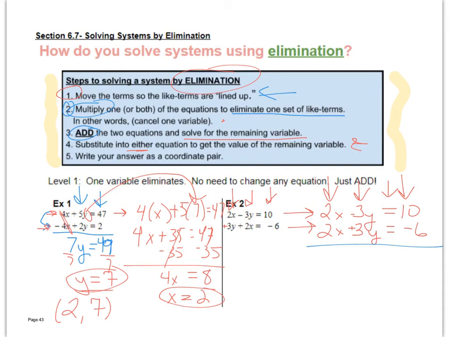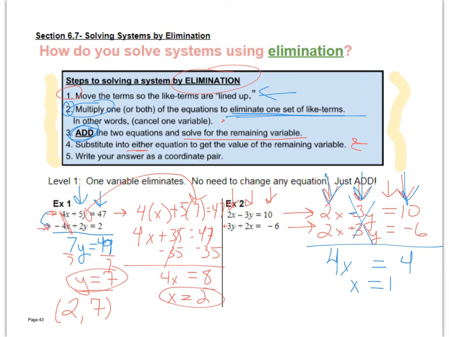So now, we need to make sure that we can eliminate when we add. If I add my like terms together, I see -3y plus 3y will eliminate. They make 0 when I add them. But now we're going to add all of our like terms. We're going to add the two equations together. We have 2x plus 2x makes 4x. And then when we add these like terms, I get 4. So I quickly see that x equals 1.